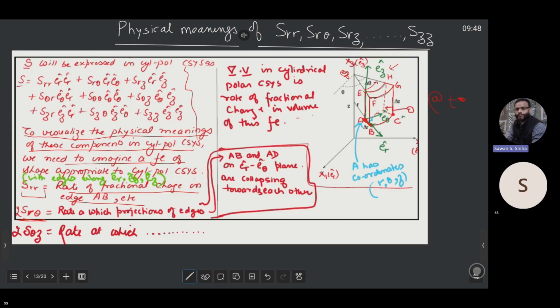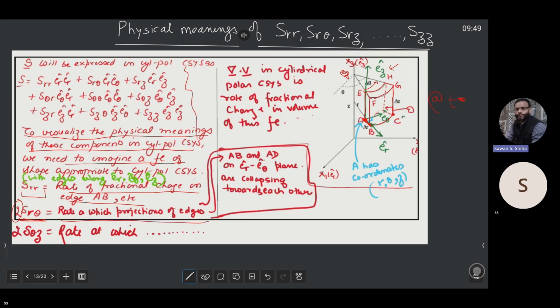SR theta will again be the rate of collapse of some edges because it's a shear strain rate component. But which component? Which projections on which plane? First of all, there is a factor 2. You either say 2 times SR theta is something physical, or you say SR theta is half of something physical. That factor will have to be there. And then please complete the sentence.